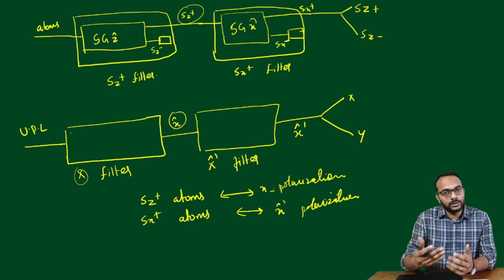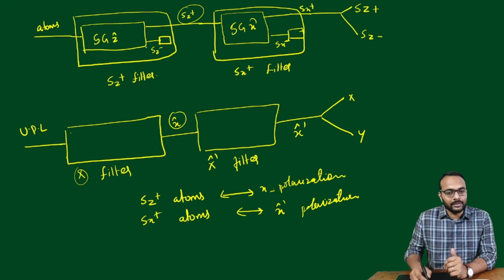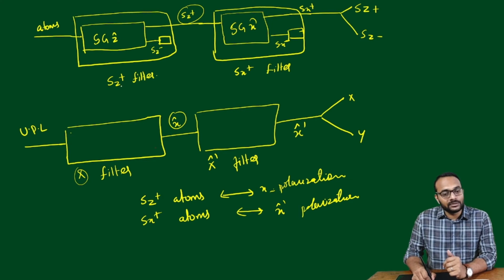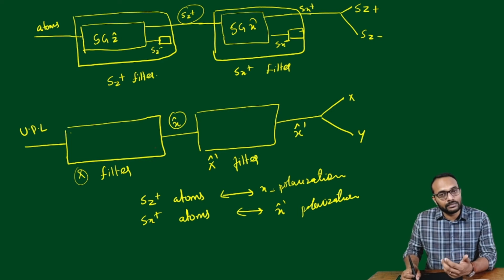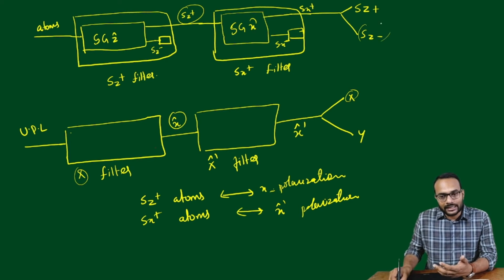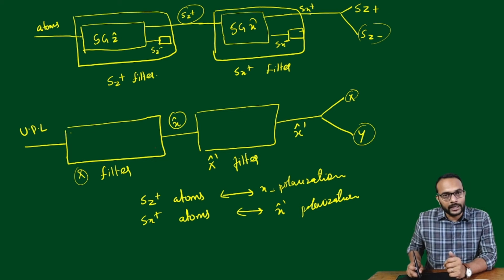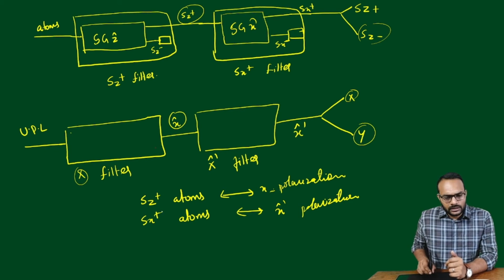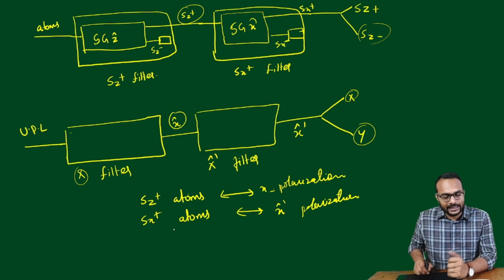Now we could do exactly the same thing by blocking the Sz plus beam and letting out the Sz minus beam. In that case, this would become an Sz minus filter, and this could be taken as an Sx minus filter. And again, in the end, we'll get both Sz plus and Sz minus. So here we have Sz plus, here we have X, here we have Sz minus, here we have Y. So we can make further correspondence. The other case is exactly the same.